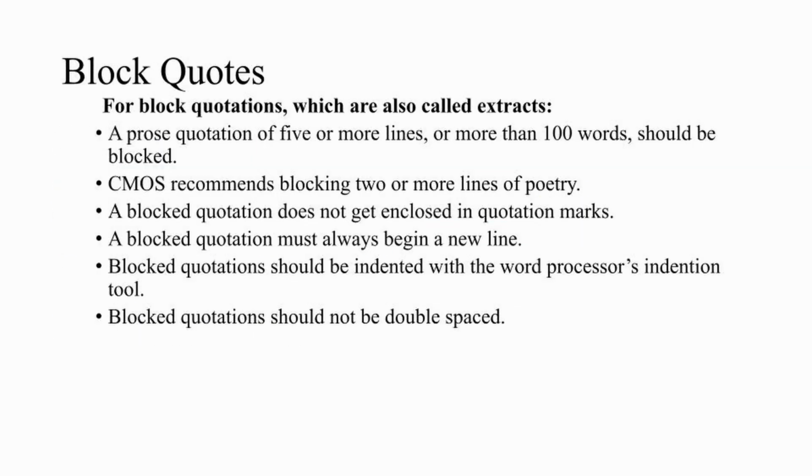Block quotations, which are also called extracts. A prose quotation of 5 or more lines or more than 100 words should be blocked. CMOS recommends blocking 2 or more lines of poetry. A block quotation does not get enclosed in quotation marks. A block quotation must always begin a new line. Block quotations should be indented with the word processor's indentation tool, and block quotations should not be double spaced.